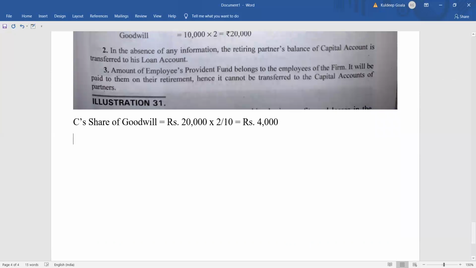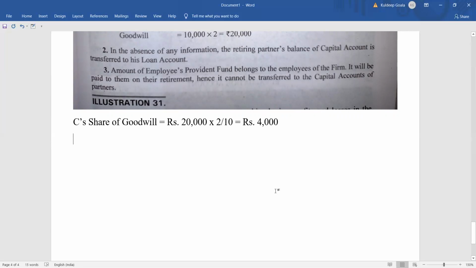Clear? The ratio of A to B to C was how much? 5:3:2, right? This was the share. Now what has happened? There's no more C here. C gaya. So what will happen now? Since C is not there, what will be the new ratio of A and B? A and B are going to share in the ratio of 5:3. Clear? This is not required. This was only for your understanding. Okay. So now what will happen?